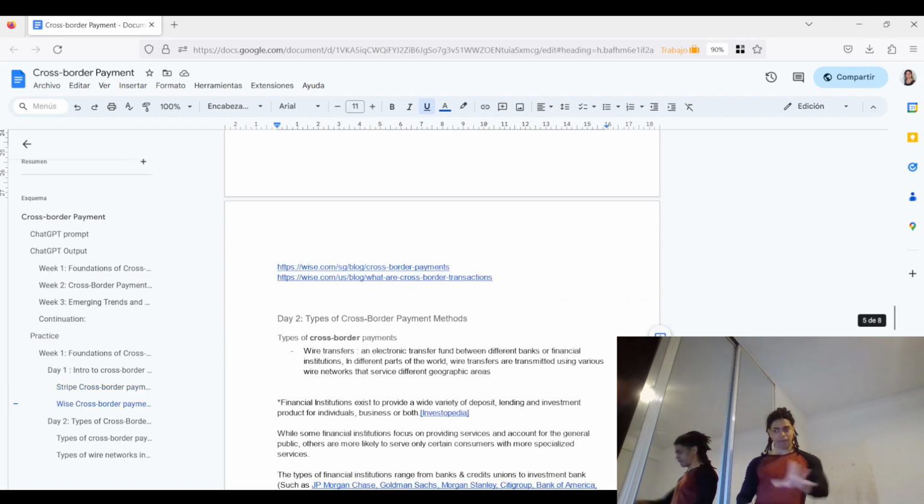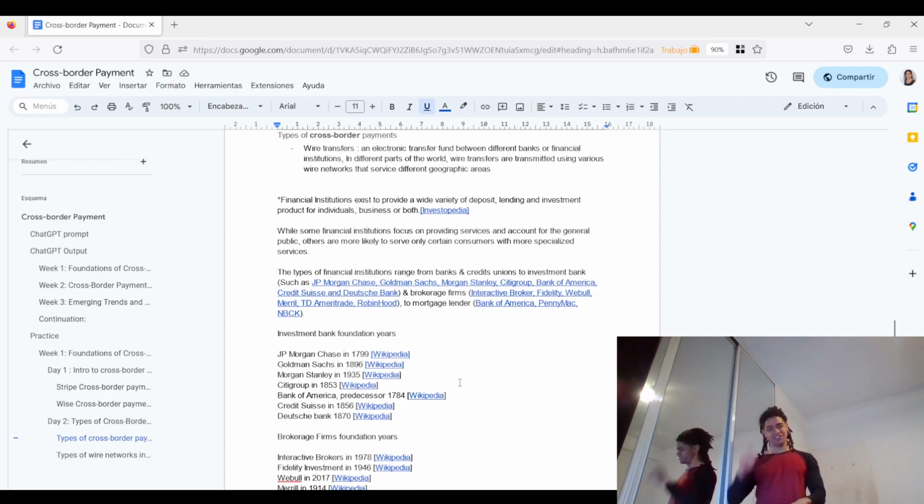Okay, so there are several types of cross-border payments. First, according to Investopedia and Stripe, we have wire transfers, which are electronic funds transfers between different financial institutions or banks. Financial institutions, according to Investopedia, exist to provide a variety of deposit, lending, and investing products to customers, businesses, or both. In theory. So we have banks and credit unions, which are more common in the US, as well as investing banks, such as JP Morgan Chase, which was founded in 1799.